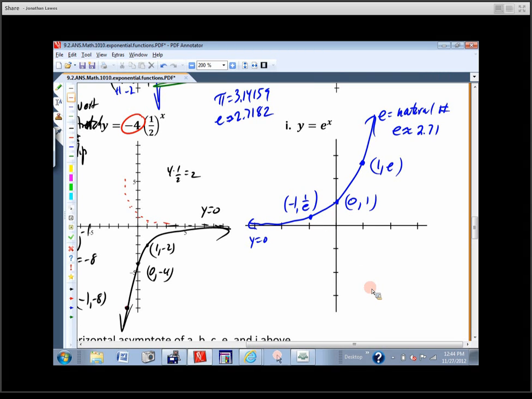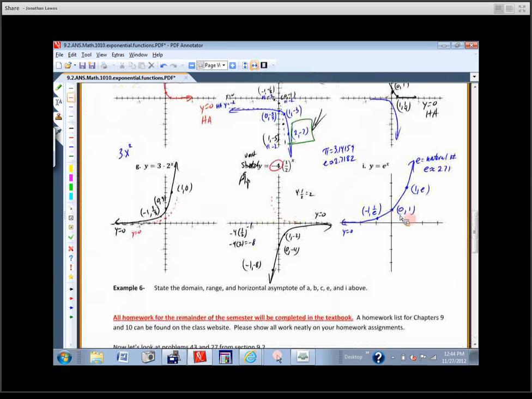Are there any questions there? Sure? Okay, that is exponential base E. I would make sure that you know that. Now we're going to do a couple of these. It says state the domain, range, and horizontal asymptote. I think we've written the horizontal asymptote on every one of these.